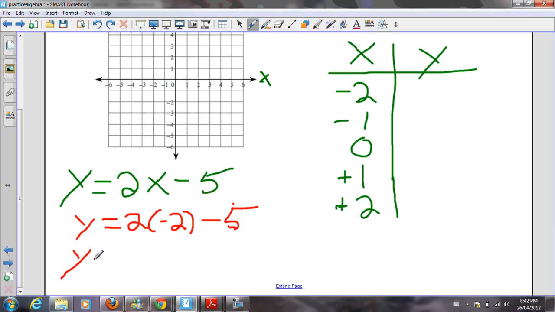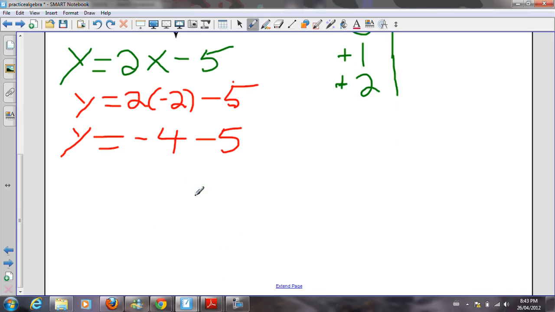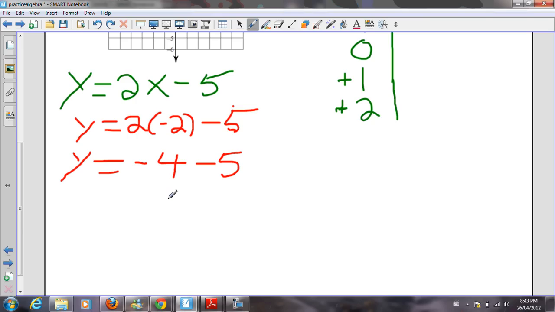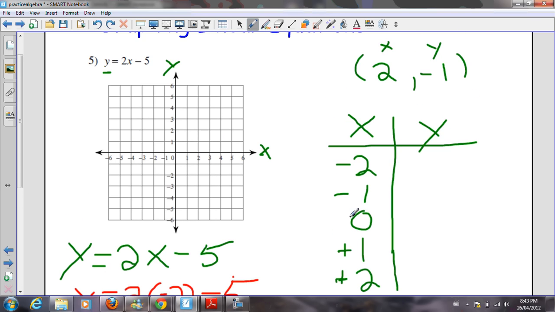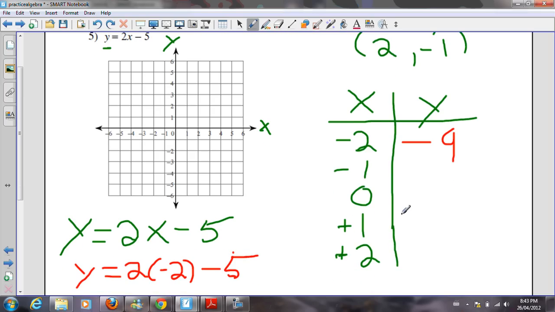Now let's keep going and keep solving. So y still equals, well, 2 times 2 is 4. But since it's a positive and a negative, it's negative 4. Take away 5. So it's going to become even more negative. So negative 4 take away 5 equals negative 9. So our answer here is negative 9 for y. So when x equals negative 2, y equals negative 9.